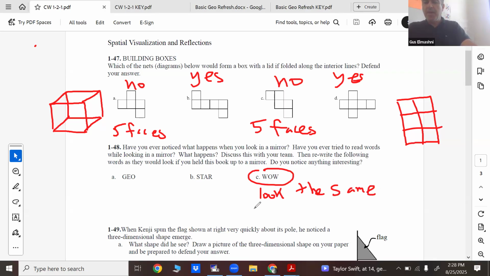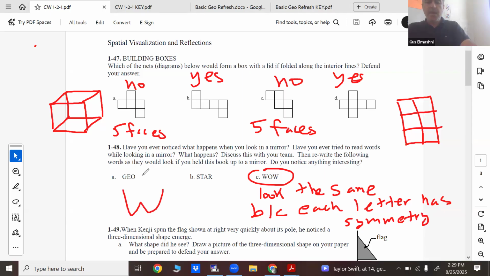That would look the same because each letter has something we call symmetry. Think about it. If I take the letter W and draw a line right through the middle of it, did I cut that precisely in half? Yeah, same thing with the O. What other letters would do that? Do you guys think? O. O, what else? M, T, what else?